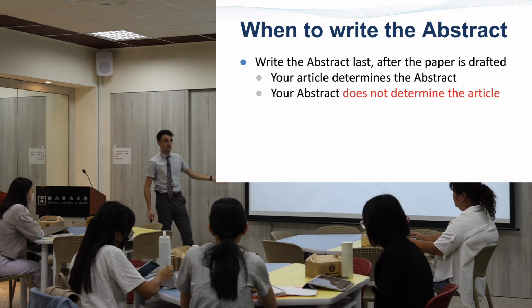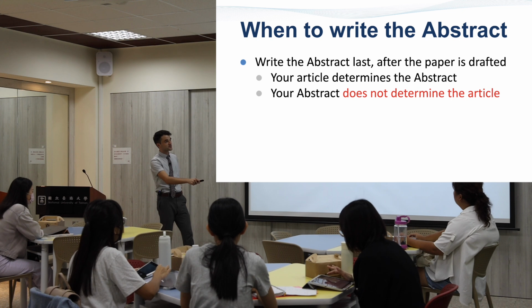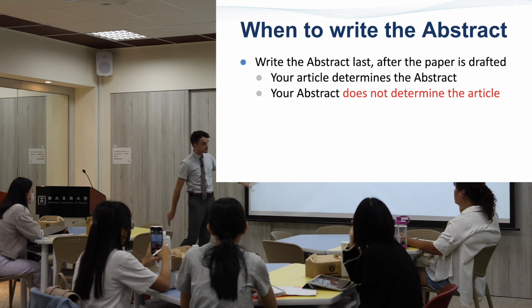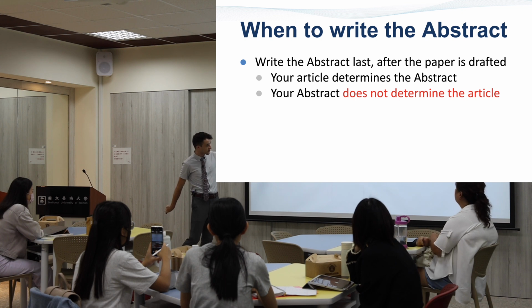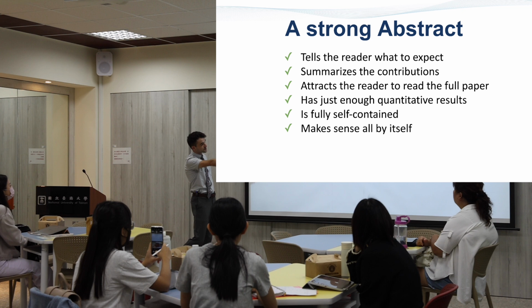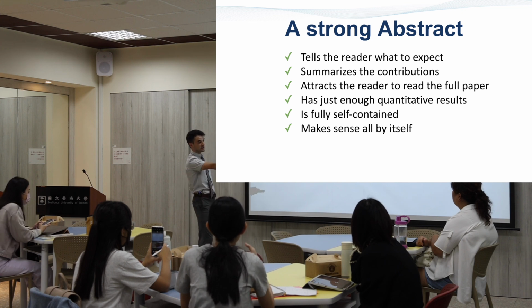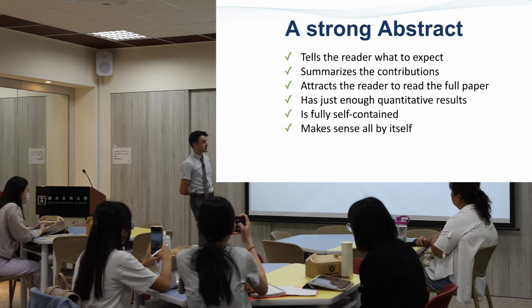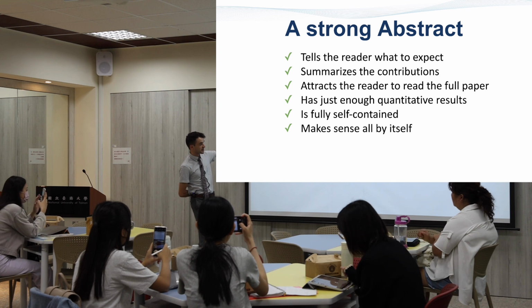When to write the abstract? I'll just give you a hint, right? Write the abstract last, after the paper is drafted. Your article determines the abstract. Your abstract does not determine the article. A strong abstract tells the reader what to expect, summarizes the contributions, attracts the reader to read the full paper, has just enough quantitative results, quantitative meaning numbers, like 30%, 50%, 200,000, is fully self-contained, and makes sense all by itself. There's our little summary of this section.